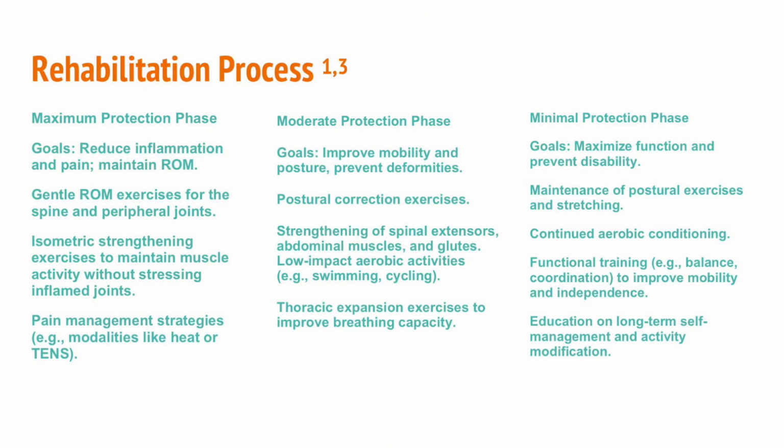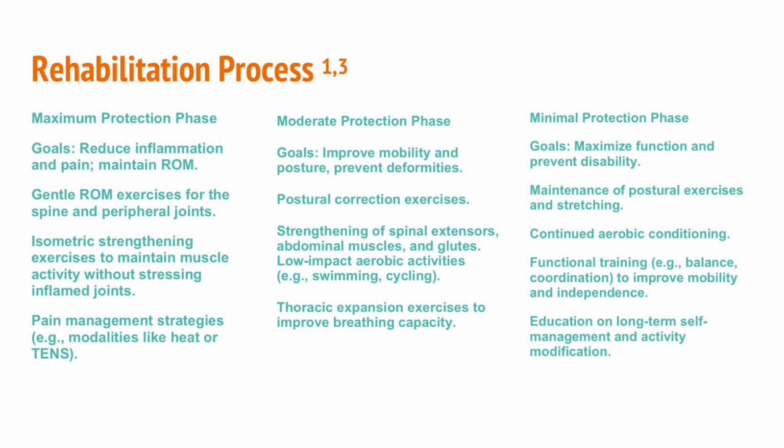And then for the moderate protection phase, you want to possibly work on the mobility and the posture to prevent deformities, because that's one of the biggest issues with this pathology, is that people become sedentary because of the pain, and it causes the disease to develop further and cause more issues. So you also want to do strengthening of the spinal extensors and abdominal muscles so that you can maintain that postural control, and then thoracic expansion exercises to improve the breathing capacity, which is why that chest expansion test was so important, because one of the main symptoms of this is that you'll have that depressed breathing rate.